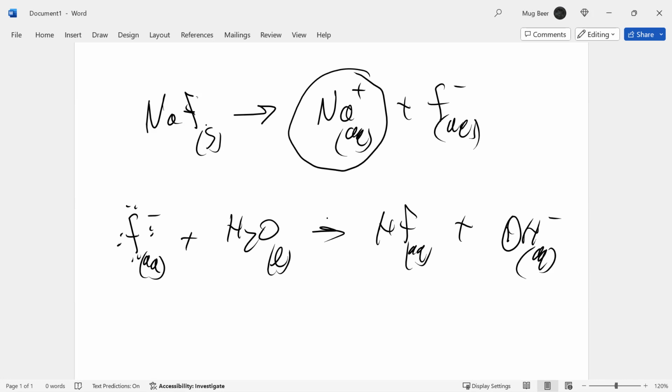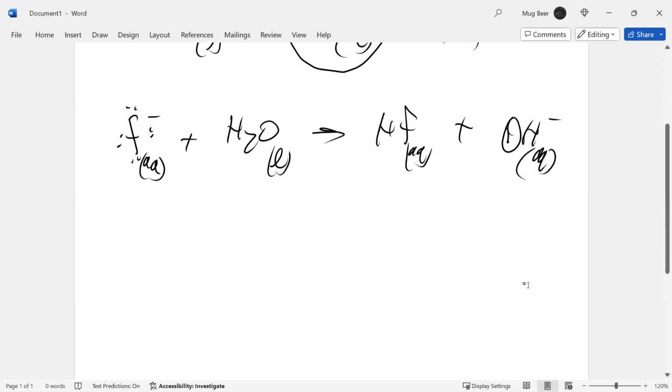Does that make sense? So I add a salt to water, and I can get the pH to, in this case, go up, and that's what we're looking at with ionic substances having the ability to change the pH of water. Questions about that? Let's do the opposite.